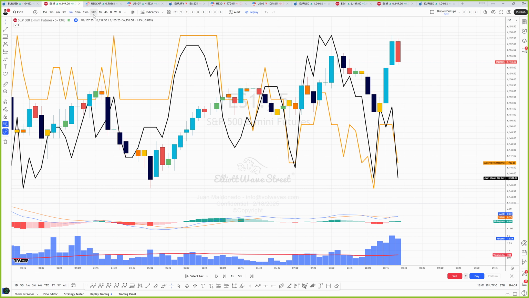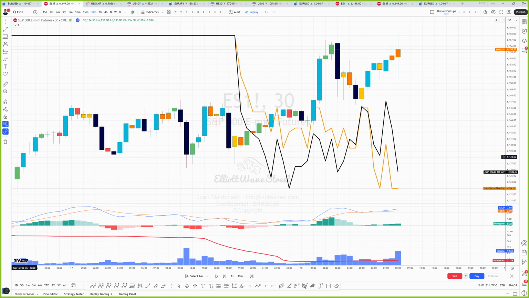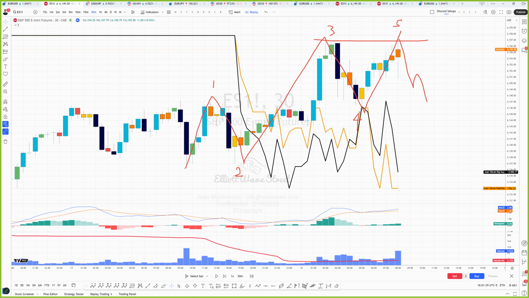Oh, something else: here on the 30-minute chart, as we can see, there is already the 5-wave sequence as an ending diagonal wave. The context is important as well, right? We have 1, we have 2, we have 3, we have 4, we have 5, and here we were looking for some sort of retrace.